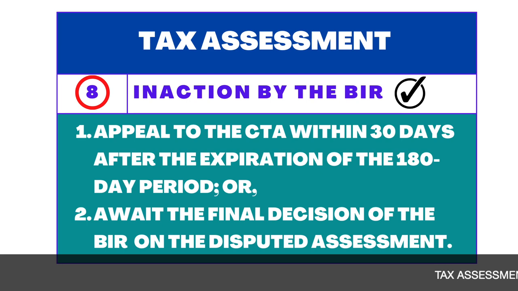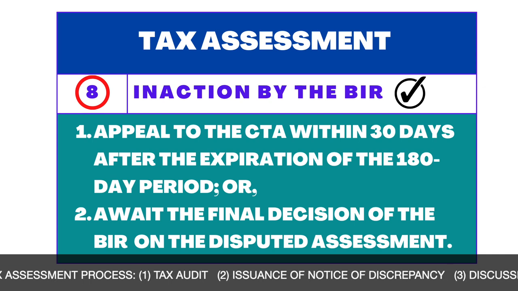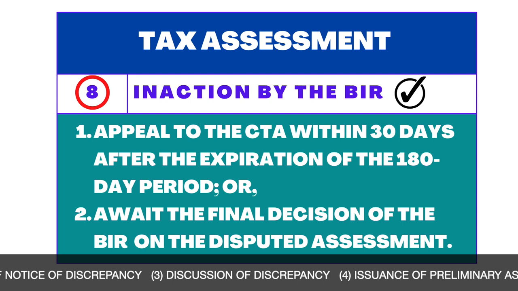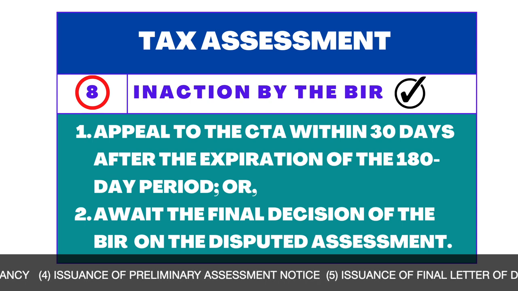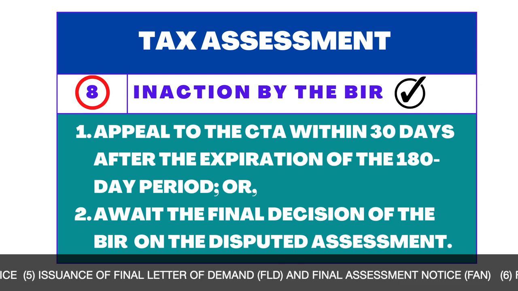Under the first option, inaction by the BIR within the 180-day period shall be deemed a denial for purposes of allowing the taxpayer to appeal his case to the CTA. Jurisprudence held that this option is granted to empower the taxpayers who are usually held hostage by the BIR's inaction on their protests.